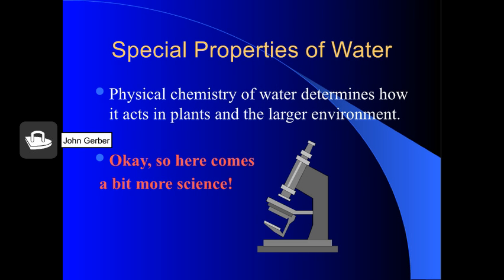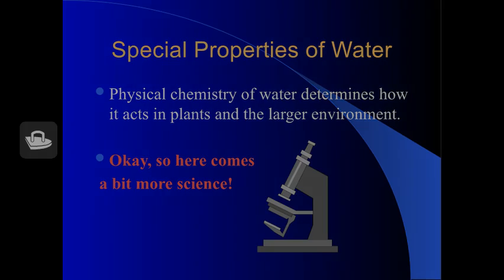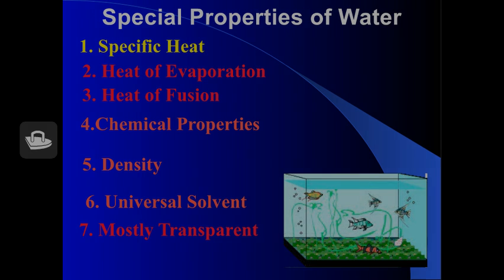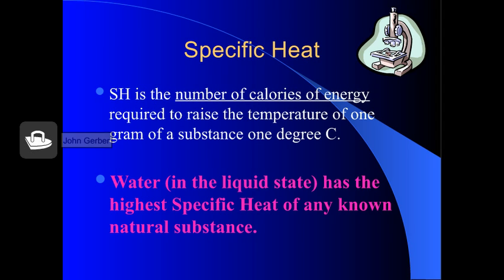Okay, so now let's look at how some of these physical and chemical properties affect how water works in plants. We're going to look at all seven of these special properties of water, beginning with specific heat. Specific heat is a measure of the number of calories or energy required to raise the temperature of 1 gram of any substance 1 degree Celsius, and water has the highest specific heat of any known substance.